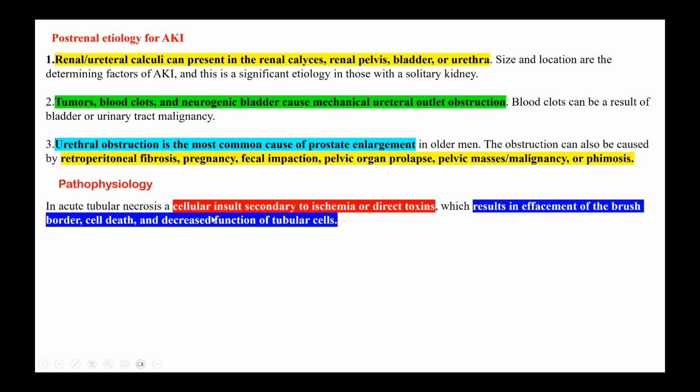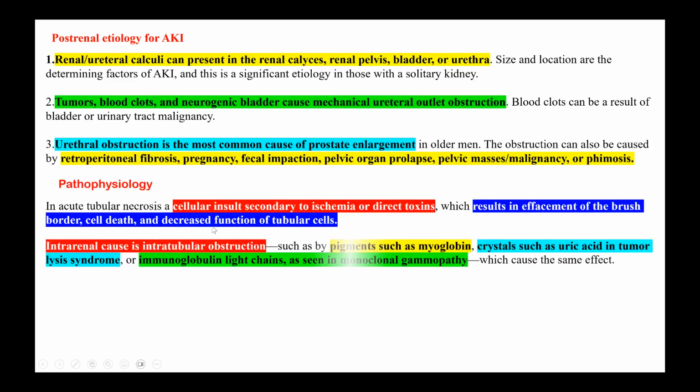What is an acute tubular necrosis? It is a cellular insult secondary to ischemia or direct toxin, resulting in the effacement of brush border, cell death, and decreased function of the tubular cells. So tubular cells lose their capacity to reabsorb, to do their normal function, and usually it is identified by the presence of casts or granules that are secreted in the urine.